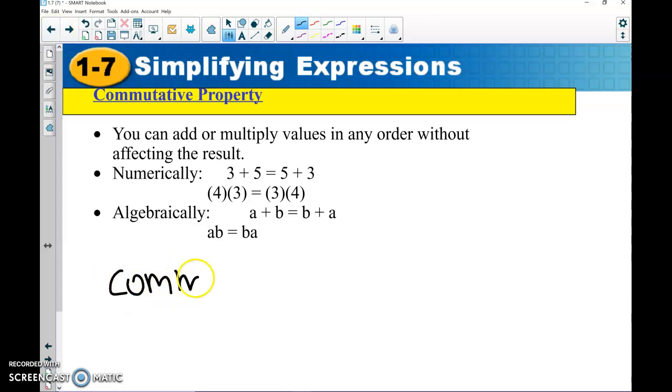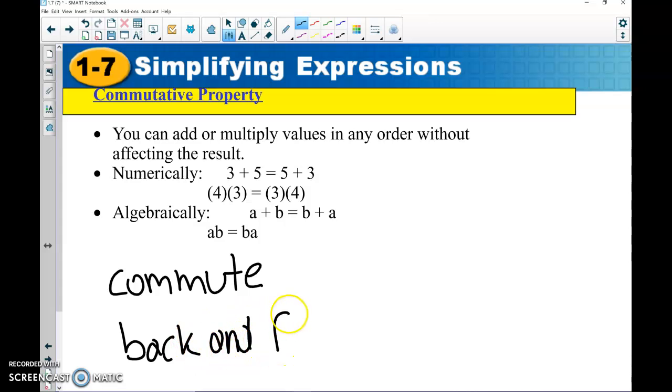Okay, so commutative, the best way I remember commutative is it sounds like the word commute. Okay, and it kind of almost spells it. So when we commute, that means we're going back and forth. You commute from your house to school, and then you go backwards from school to your house. So it's really the same problem, but it's just written backwards. So you could see in this first example, 3 plus 5 is the same as 5 plus 3. 4 times 3 is the same as 3 times 4.